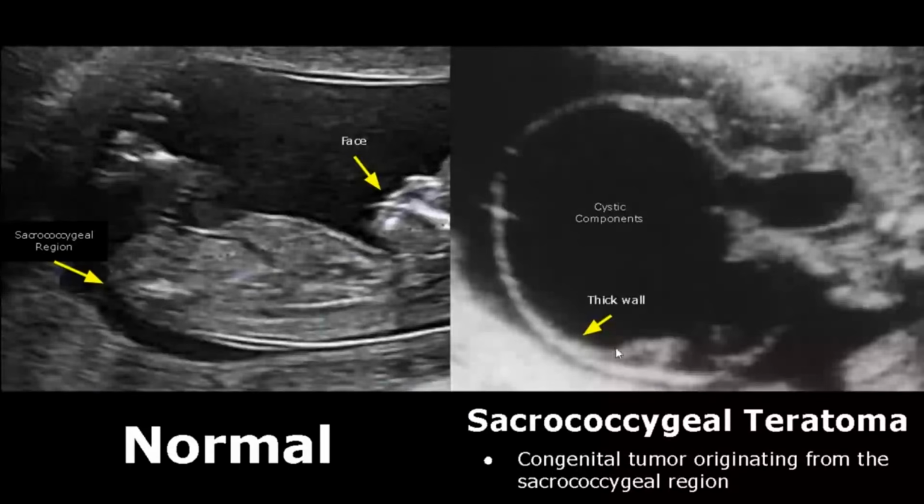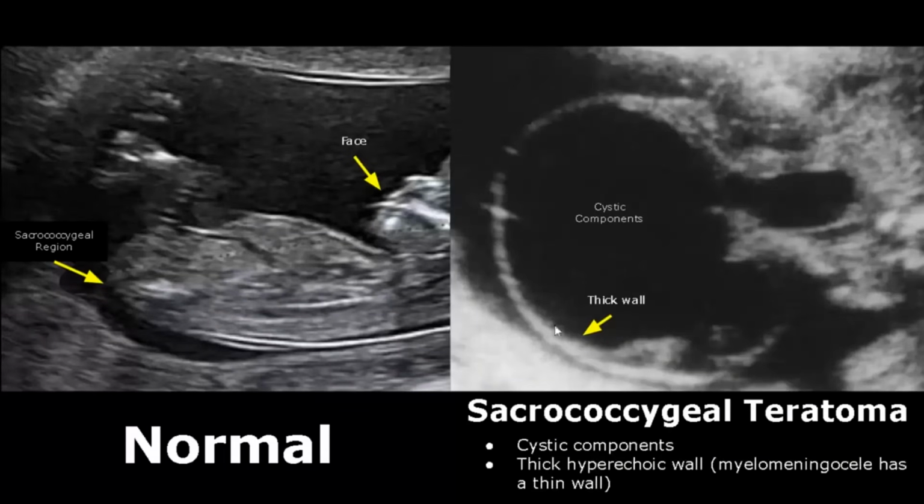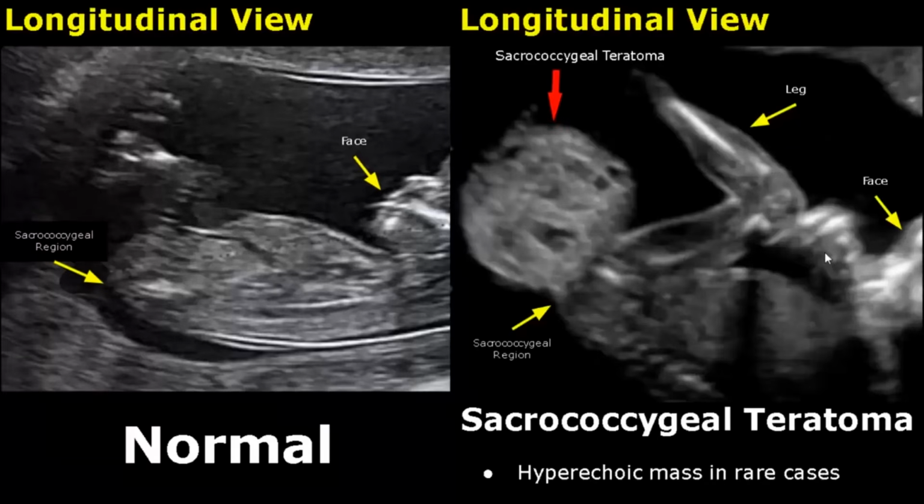Sacrococcygeal teratoma is a congenital tumor which originates from the sacrococcygeal region. These features distinguish it from a myelomeningocele, which has a thin wall. In rare cases of sacrococcygeal teratoma, a hyperechoic mass can be seen. Here is a large hyperechoic mass.